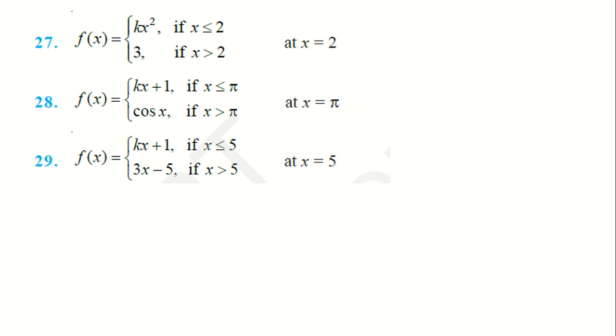I want everybody to do these sums mentally first. Pause this video. Try to do 27, 28, 29 mentally and then do it in your notebook. What is the answer for the 29th sum? Just calculate and let me know. I will wait for a few seconds. 5k plus 1 is equal to 10, isn't it? 5k plus 1 is equal to 10, 5k is equal to 9, k is equal to 9 by 5.